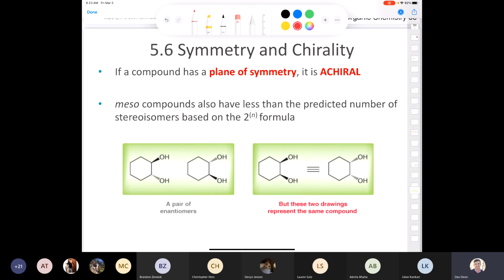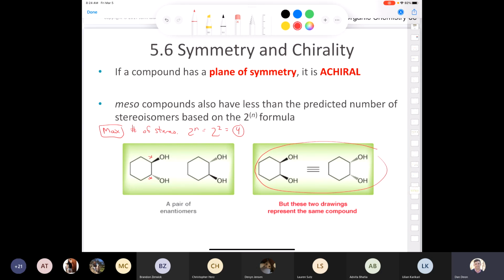It says meso compounds also have less than the predicted number of stereoisomers based on the formula that we learned today. If you look at this diol here, we call it a diol because it's got two alcohols in the same molecule. We've got a chiral center here and a chiral center here. So remember, the formula was the maximum number of stereoisomers was 2 to the power of n, which would be 2 squared, which equals 4. But if you draw out all of those stereoisomers, you'll see that 2 of them are identical.